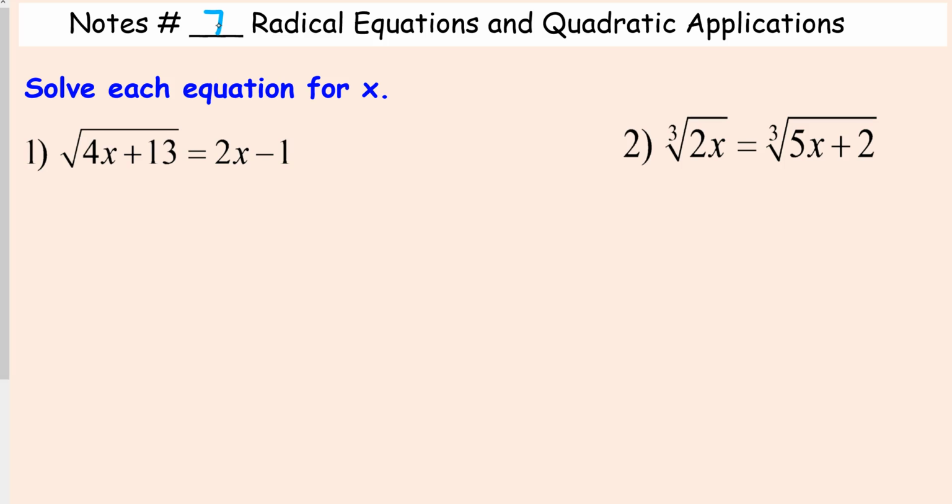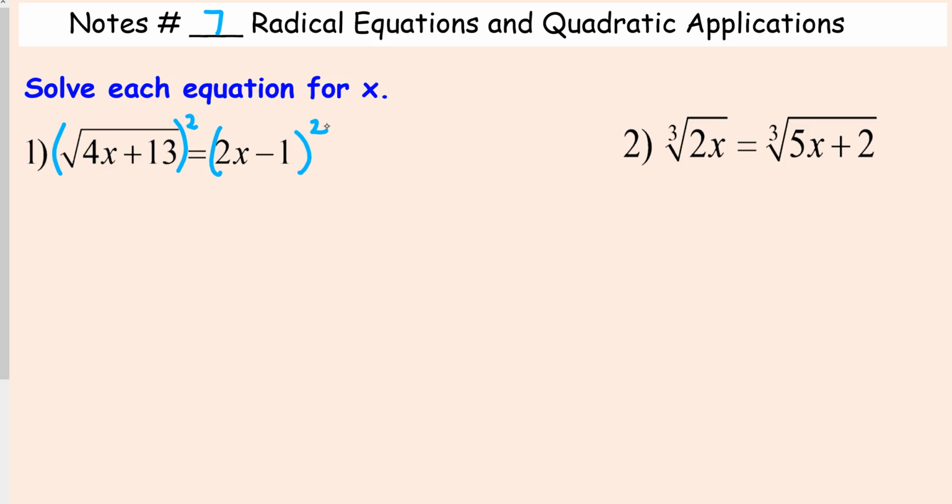So notice it says solve each equation for x, and we have a square root in our equation. So the logical thing to do to undo a square root would be to square. So let's square both sides of the equation. And remember, when you square a side, you square the entire side. You don't square the individual parts. So it's going to look like that.